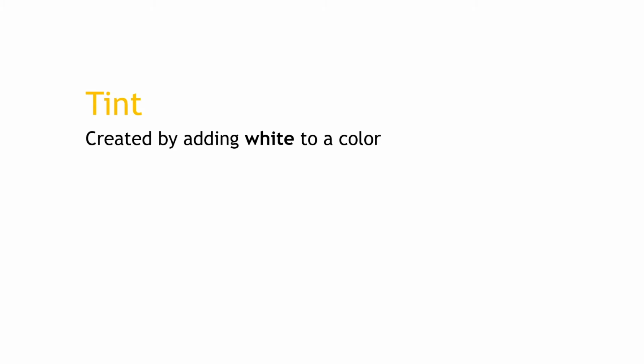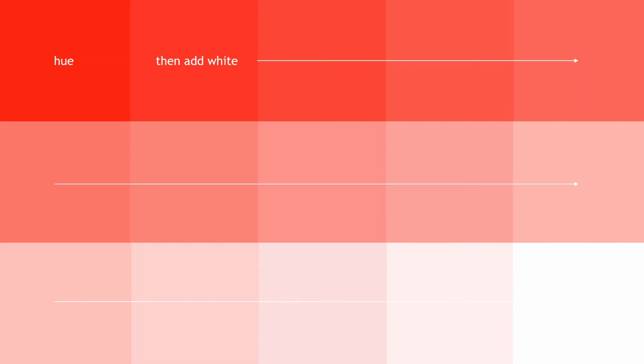The opposite of shade is tint. This is created by adding white to a color. Here's another example. We're starting with the baseline hue of red, and then we add a little bit of white all the way until we get full white.